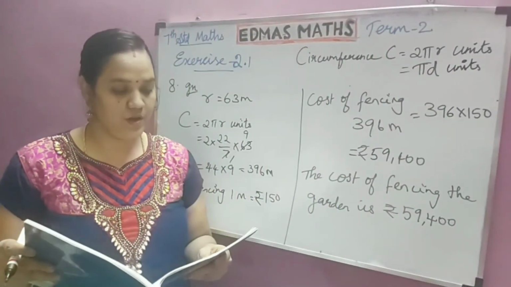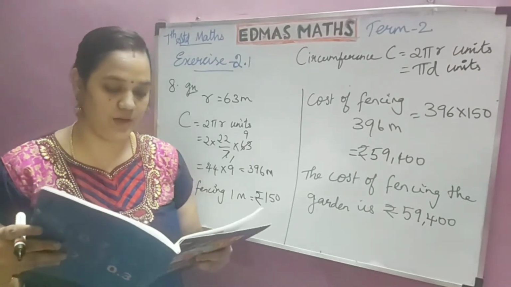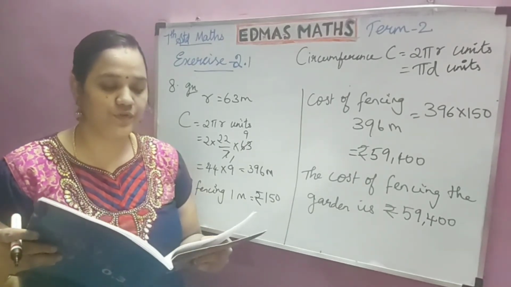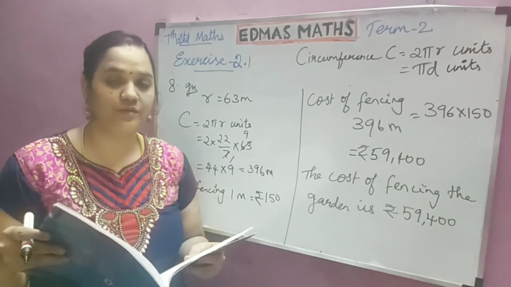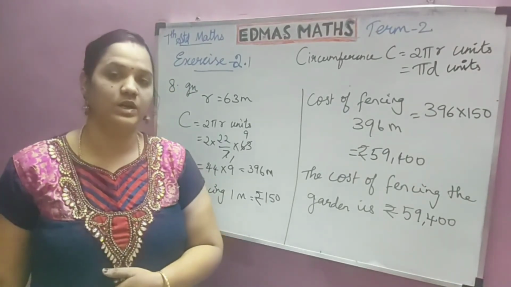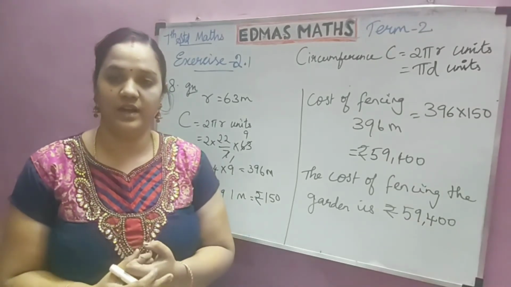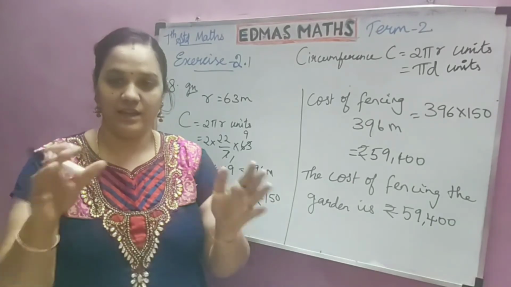Now the 8th problem. A rose garden is in the form of a circle of radius 63 meter. A gardener wants to fence it at the rate of rupees 150 per meter. Find the cost of fencing. What does fencing mean? In last term itself we have learnt this word, right? So fencing means veli, the fence.